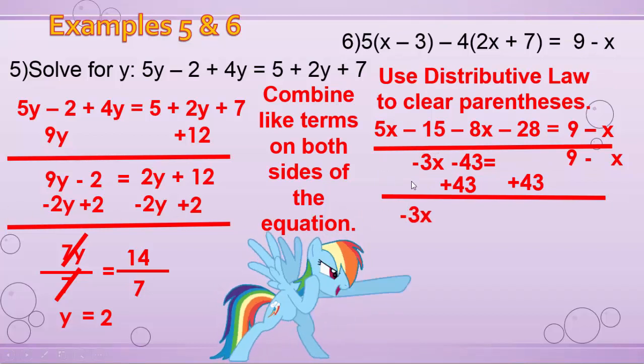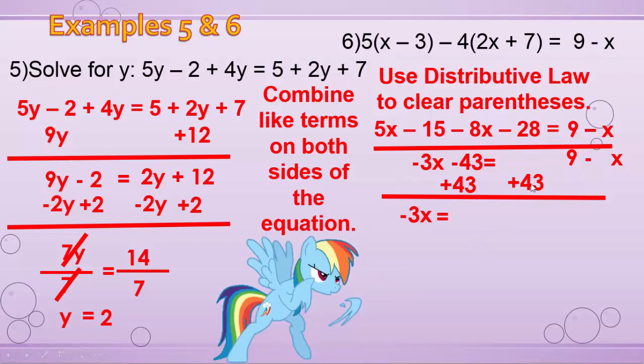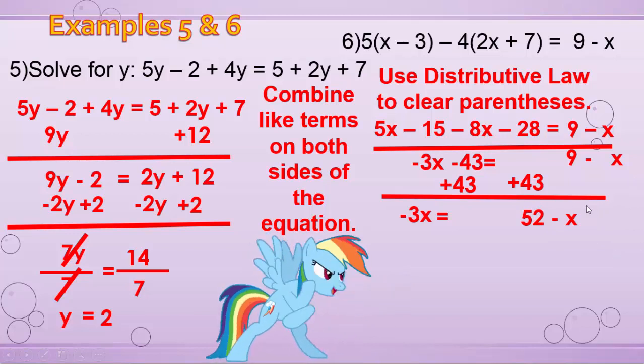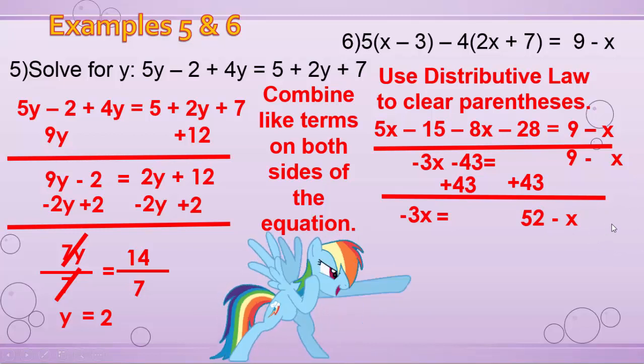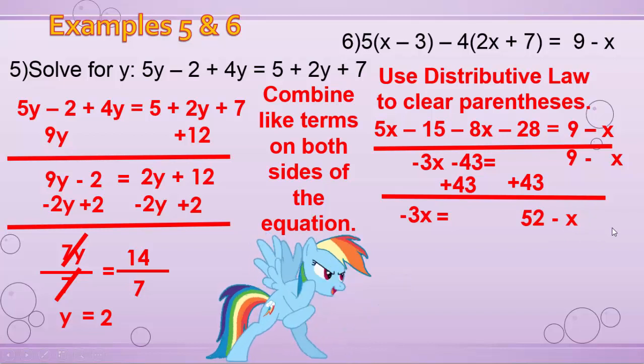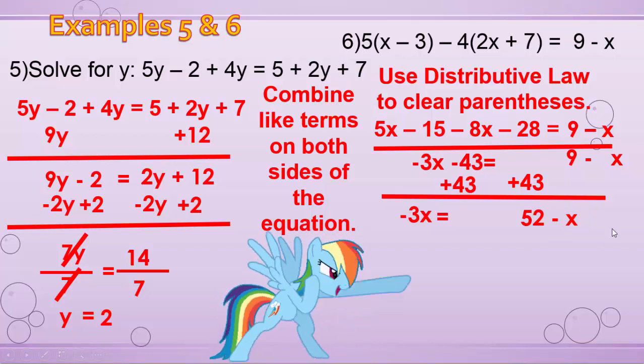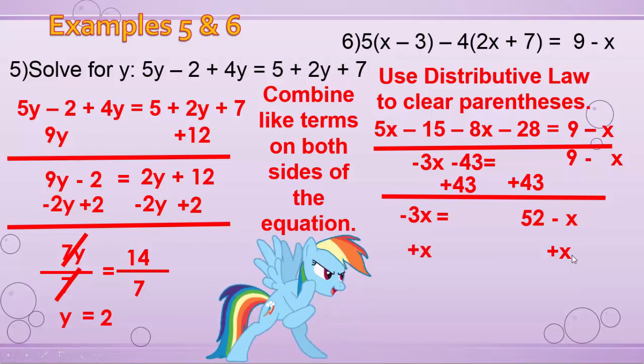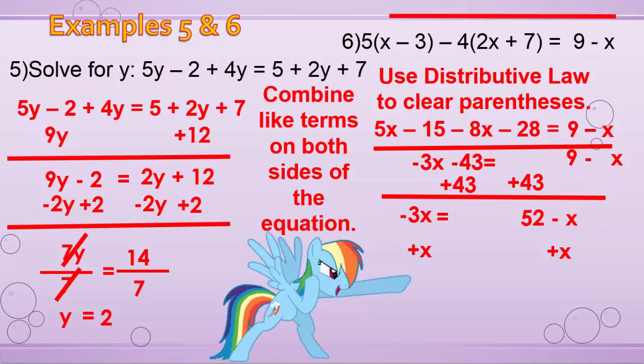So that leaves me with negative 3x. This becomes 0, and that will be equal to 43 plus 9, which gives me 52, and then I bring down the negative x. Now I want to take the negative x, the variable, and bring it over to the other side. In order to do that, I have to add positive x, negative x plus x. And whatever I do to one side, I must do to the other side.